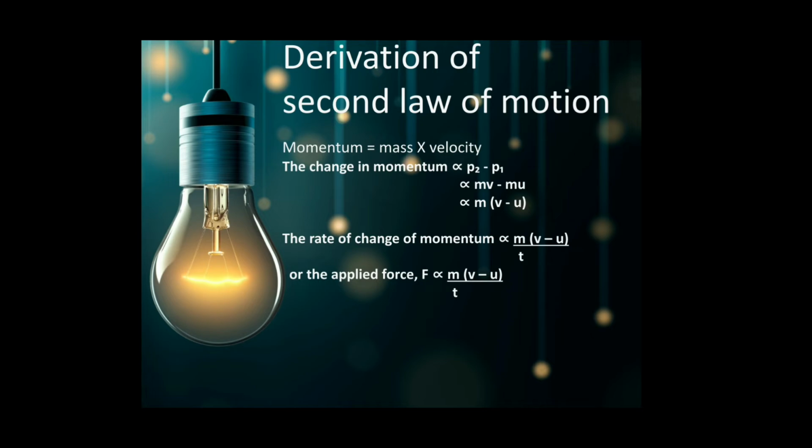Now we are bringing in force. The applied force is directly proportional to mass into difference of velocity by time. Now, to remove the directly proportional to, we add a constant k, and let's go to the next step. Now F is equal to kma, as a is equal to (v minus u) by t. As the constant is 1, F is equal to ma is the desired formula.